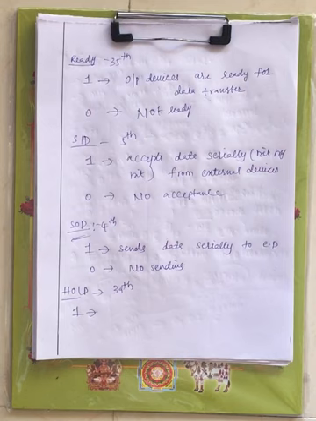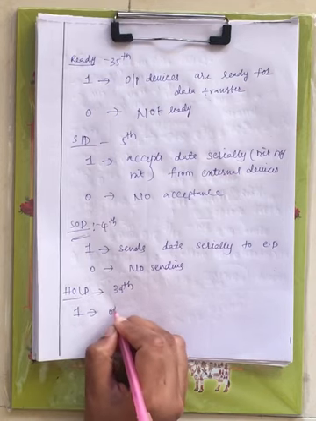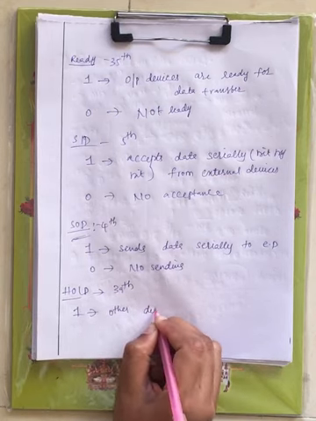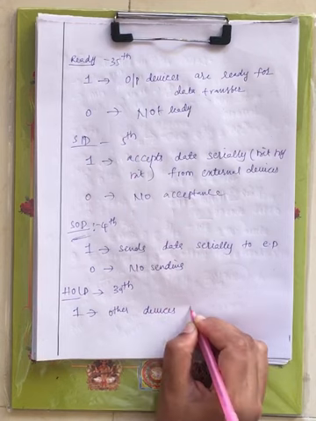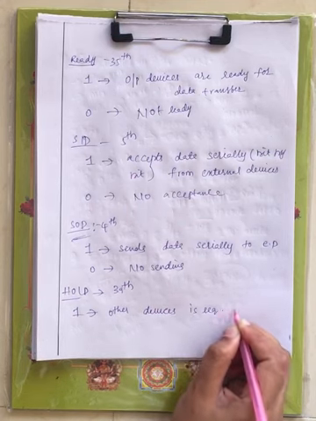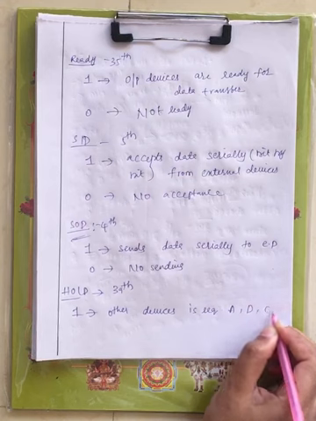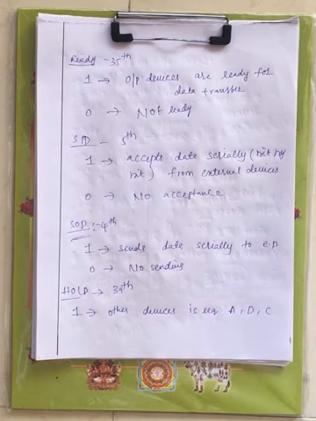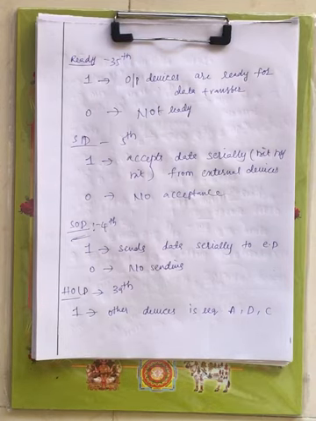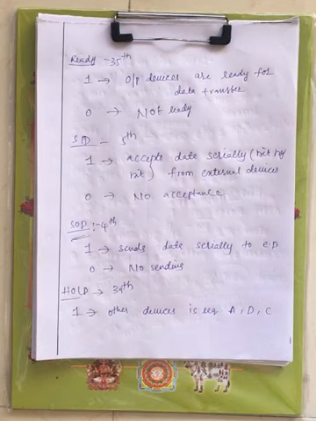Now the hold signal indicates another device is requesting the address bus, data bus and control bus. When it is 1, the other device is requesting. When it is 0, it is not requesting. Now this is about the ready signal, SID, SOD and hold signal.